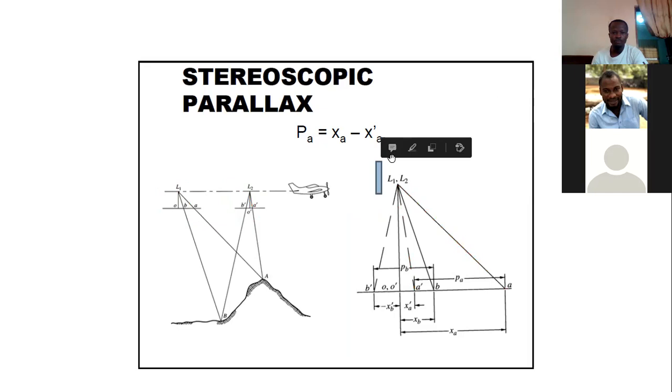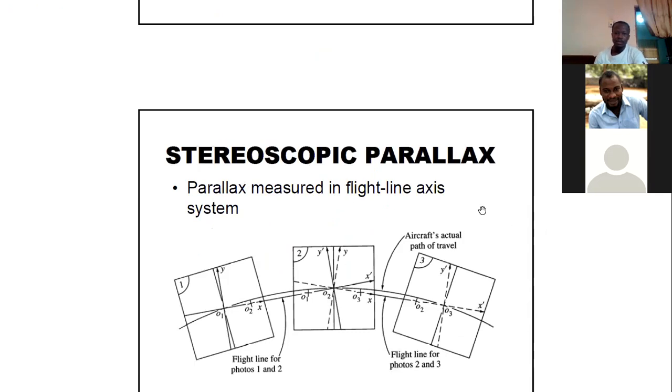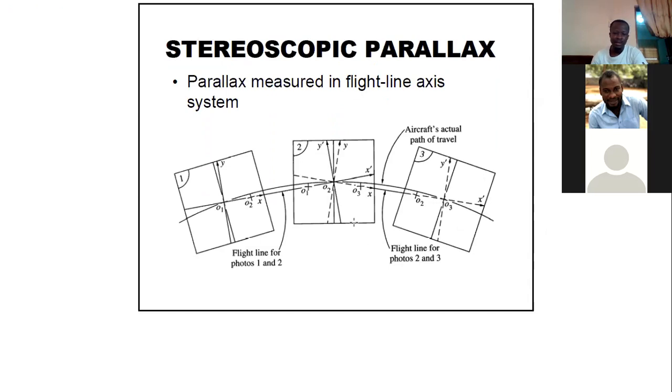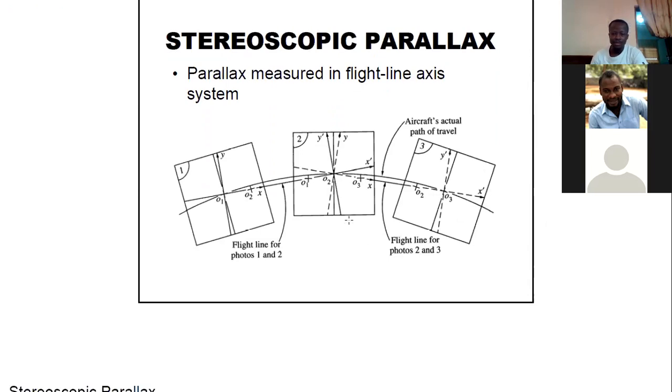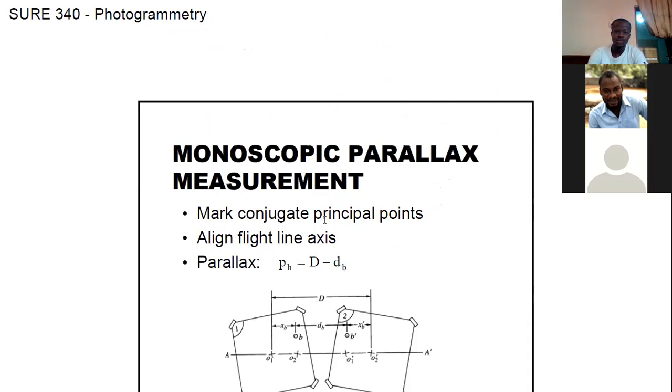Okay, so moving forward, where are we? Parallax measured in fly line axis. Yes, obviously, we can look at that one. Okay, let's move on. There seems to be a slight difference between the fly path and the actual x-axis. Okay, it seems to be tangential to it. All right, monoscopic parallax. So we differentiate between monoscopic parallax and then stereoscopic parallax.